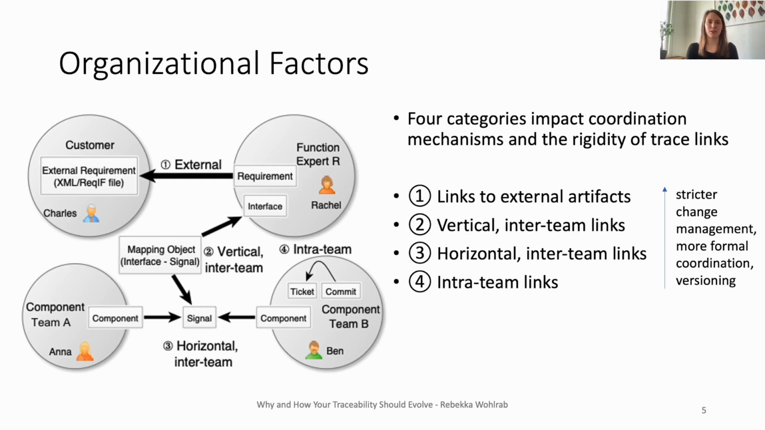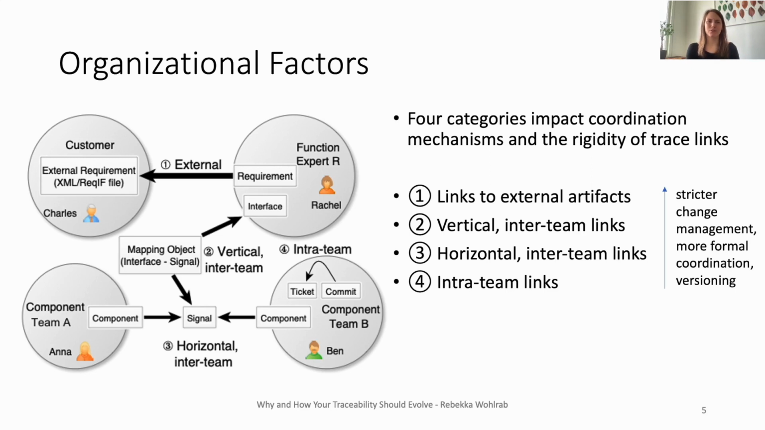But these categories can also change over time. So we had an example of an intra-team link that was used in a component team that had two components and a signal between them. And then that signal became relevant for another component team because of architectural restructuring. And during that change, we actually had a change of categories here. So what was an intra-team link before became an inter-team link, and there we had more formal mechanisms to manage change, and also a new boundary object came up.